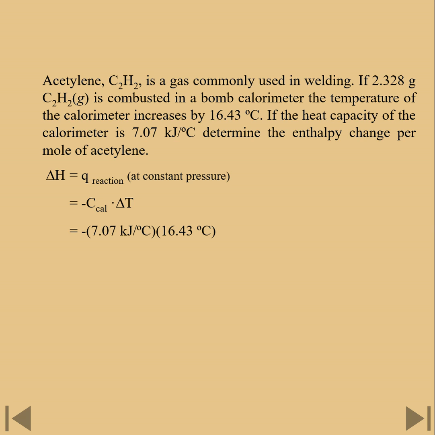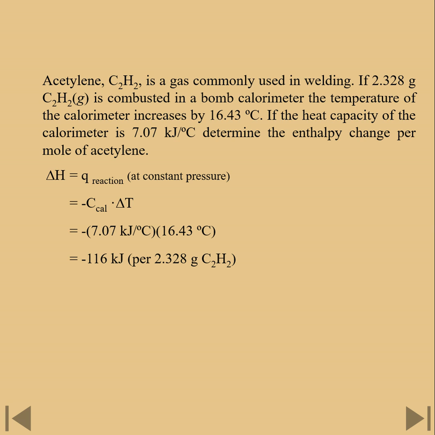What if the calorimeter temperature decreased by 16.43 degrees C? Well, then it would be a negative 16.43 degrees C. And that tells me that I have an enthalpy change of negative 116 kilojoules, and do note that's per the sample size, 2.328 grams of the acetylene.